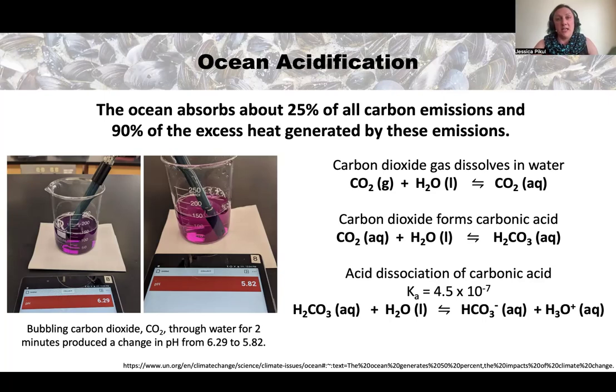If we measure the pH as we do this, we can see it drop from 6.29 all the way down to 5.82 in just a couple of minutes when I was doing this in the lab. And so that process that we can show in the lab is also happening in our waters locally. And in the Puget Sound, this is already having a really big impact on the shellfish industry.